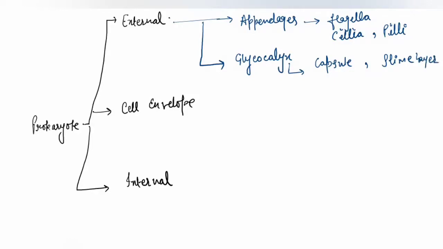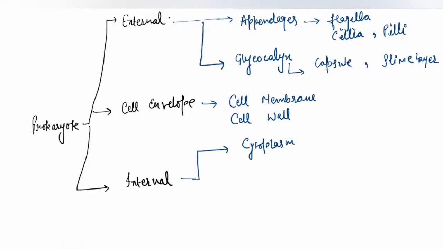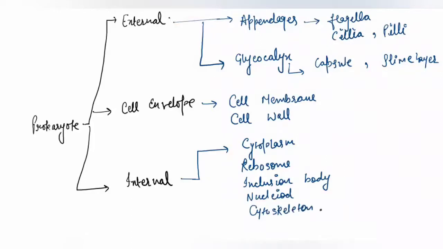Now if we talk about the cell envelope, envelope means a covering. The one which covers the whole cell is the cell membrane as well as the cell wall. And if we talk about the internal structure, it has cytoplasm, ribosomes for protein synthesis, inclusion bodies that are basically storage bodies, a nucleoid instead of a nucleus, and a cytoskeleton, that is the basic support that provides support and aids in transportation, and it has endospores that help during extreme environments.